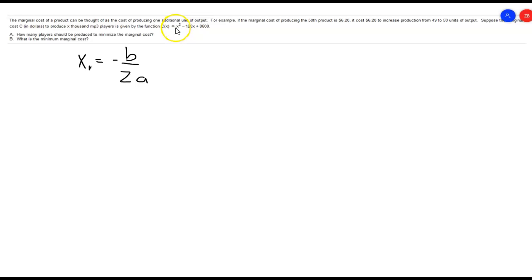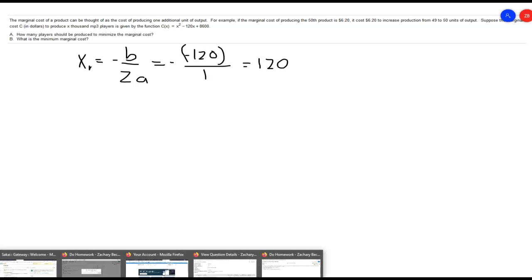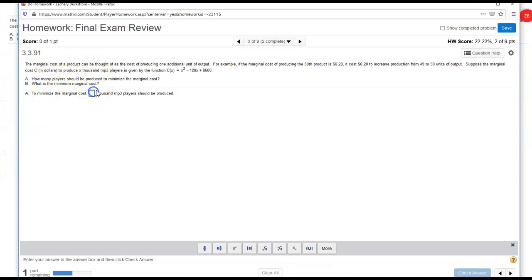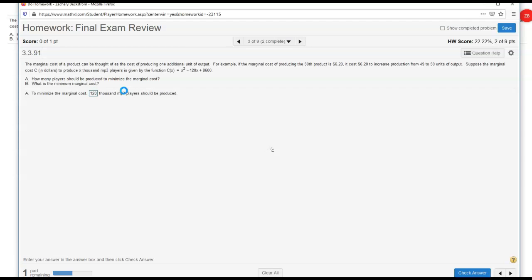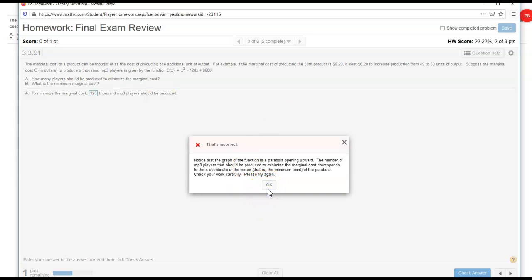where a is the coefficient from the x squared term, b is the coefficient from the x term, and c is the constant. So in this case, that would be negative. The b is negative 120, so negative 120, then parentheses, so make sure we distribute our negatives, over a, which is 1. So that would just simply be 120 units. So if we go back up to the problem, that would be 120,000 in this case. Oh, all right.